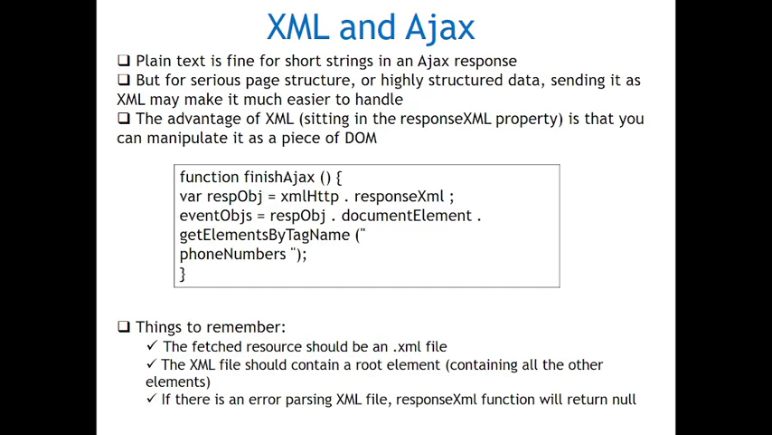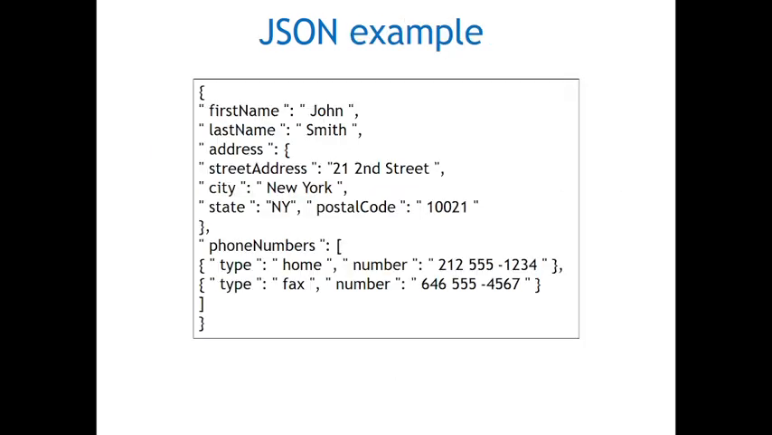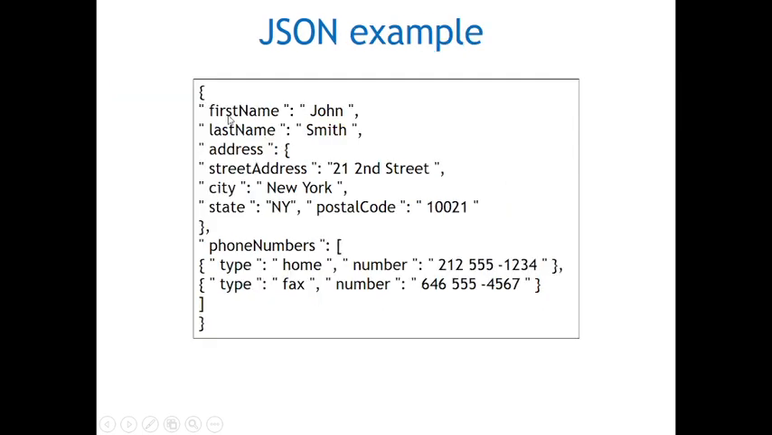So either the server will send XML or the JSON object, JavaScript Object Notation. This is another way of structuring the document using JavaScript. In your web development, you use this. Also in Python, you have used this JSON format. So this is another file format which is sent by the server. Example is like this: you will have key, value.